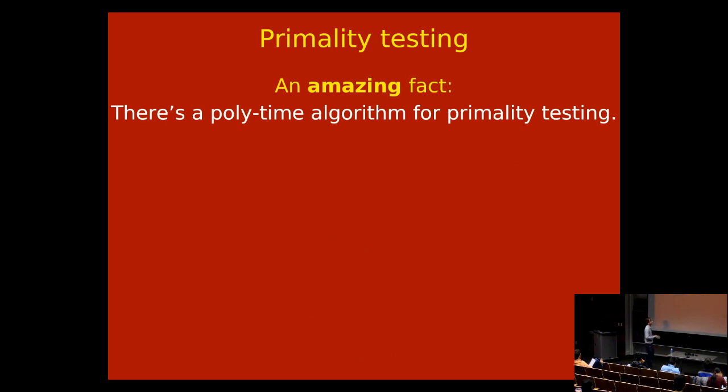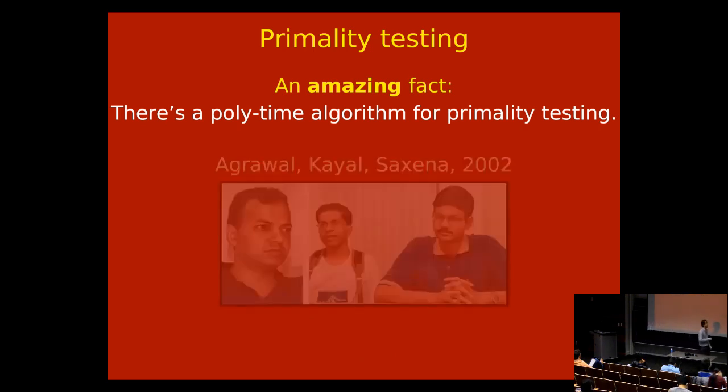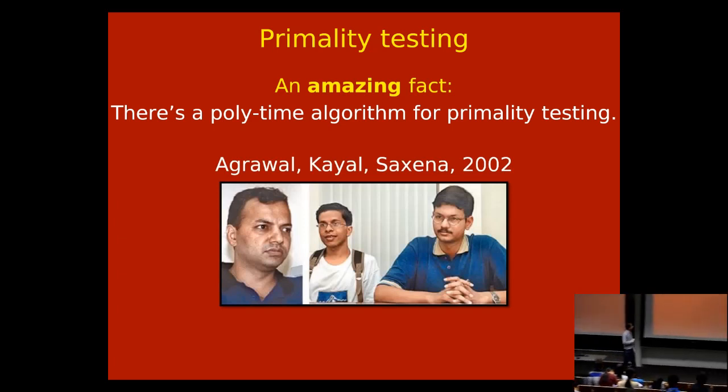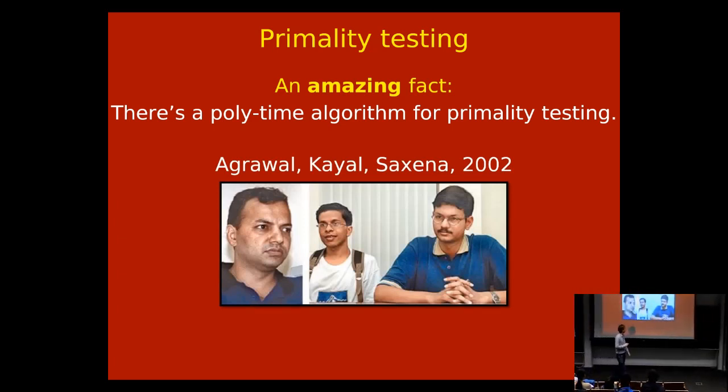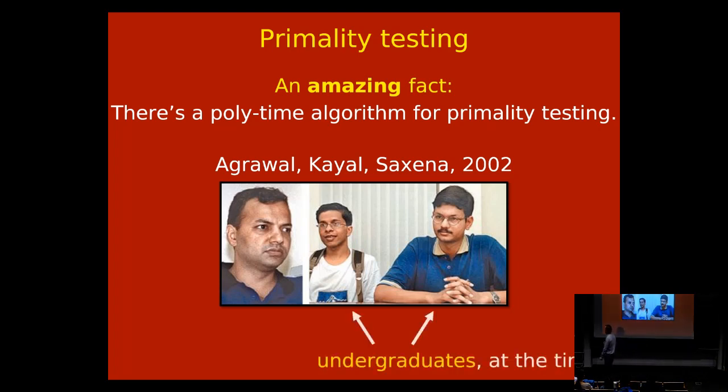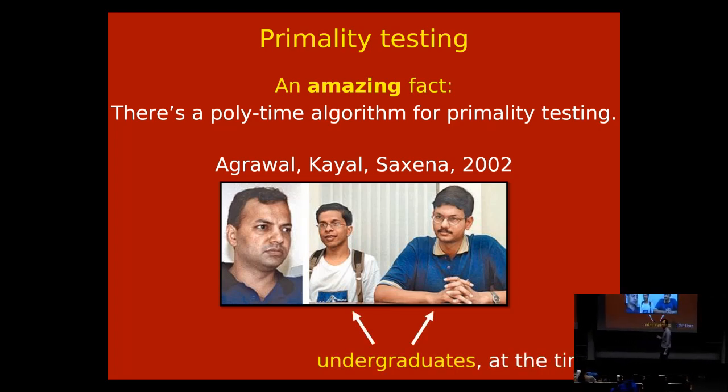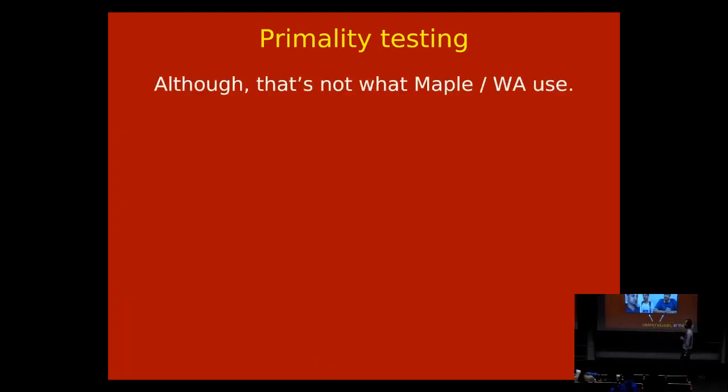So here's an amazing fact. There's a polynomial time algorithm for testing primality. I think we've mentioned this before. This was first found not too long ago, in 2002. I was in grad school at the time, and I vividly remember hearing about it when I was in my office. This is Agrawal, Kayal, and Saxena, with the nice mustache. And they were undergrads at the time, which is pretty cool.